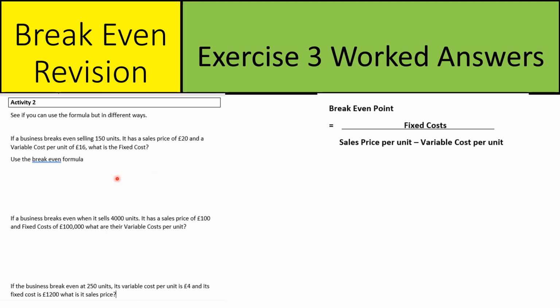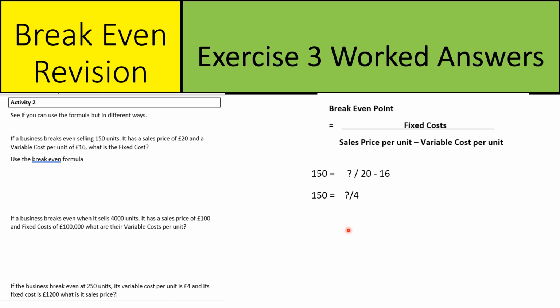yourself. The first question says that a business breaks even if they sell 150 units. It has a sales price of £20 and a variable cost of 16. We need to work out the fixed costs. First step, stick it in the break-even formula. So we have the break-even point of 150 equals, we don't know, divided by 20 minus 16. Simplify anything you can. So 150 equals something divided by 4.